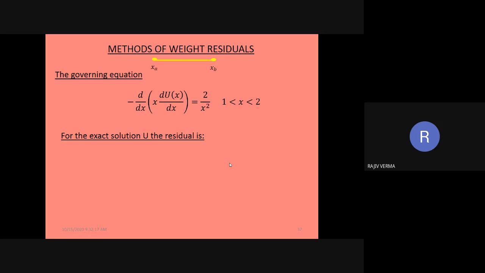So for the exact solution u, the residual, which is basically given by the subtraction of the terms appearing on the left and on the right, is going to be 0. And this is 0 because we know the exact solution to the problem. But the thing is, we do not know the exact solution to the problem. We basically know an approximation to the solution.